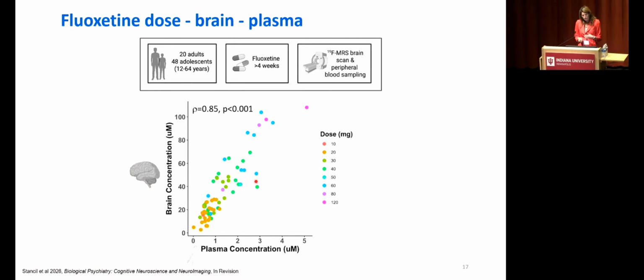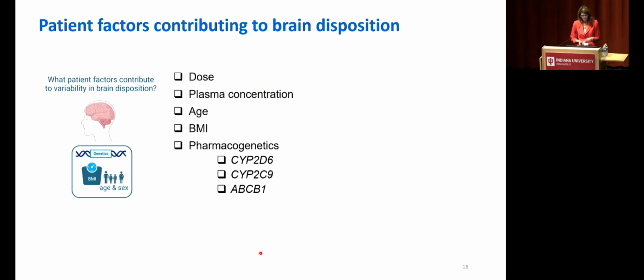We can also look at plasma concentration and brain concentration. Again, this is total fluoxetine plus norfluoxetine for both of these comparisons. And you can see a nice tight relationship here as well. But the take-home point from this particular figure is the ratio of brain to plasma. It's between 10 and 50-fold higher in brain than it is in plasma.